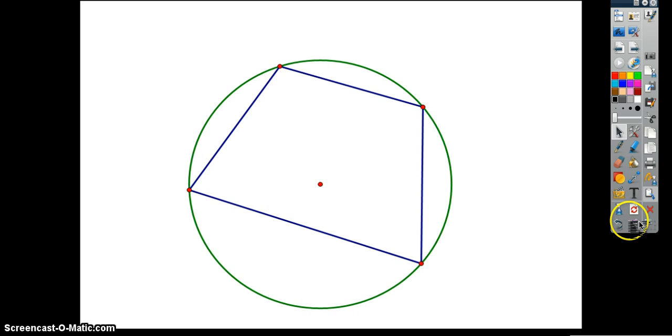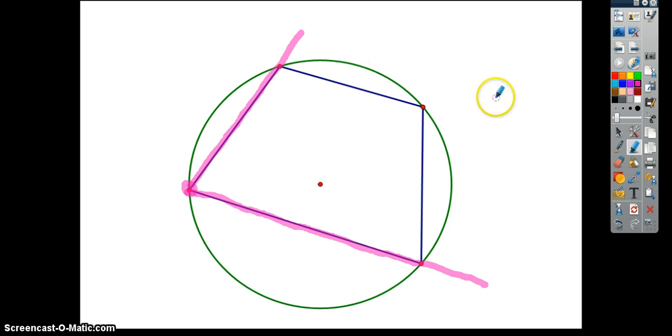So coming back to here, let's just look at one of these angles first. Let's say I'm looking at this angle. Here's one side of the angle, here's the other side of the angle, and here's the vertex of the angle. That's an inscribed angle. Okay? Now, let's look at the angle that is opposite from that. The angle across from that, opposite it, basically means diagonally across from it.